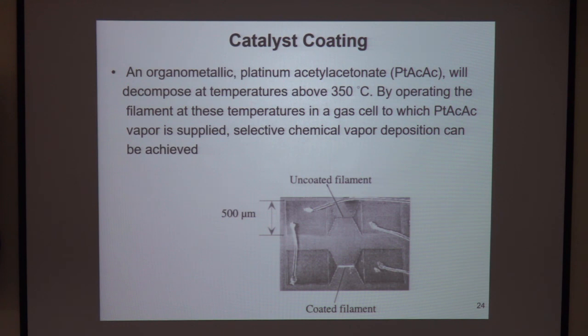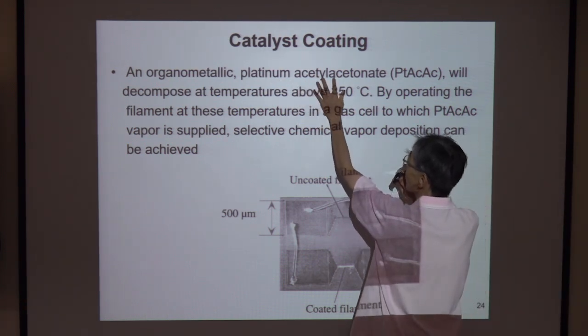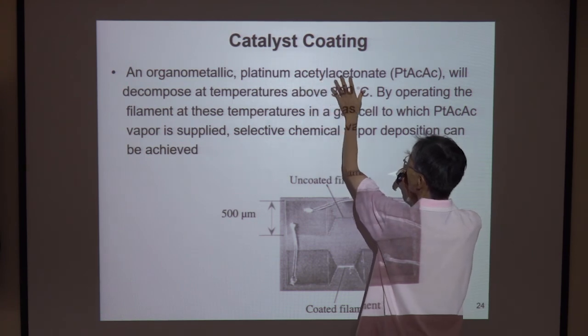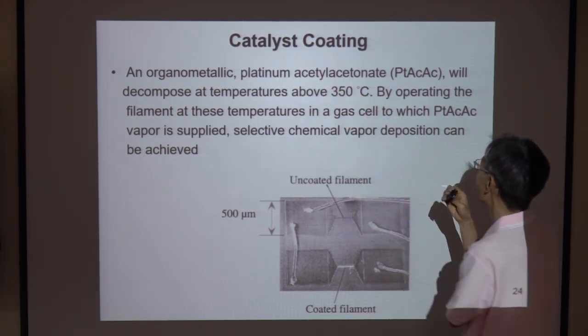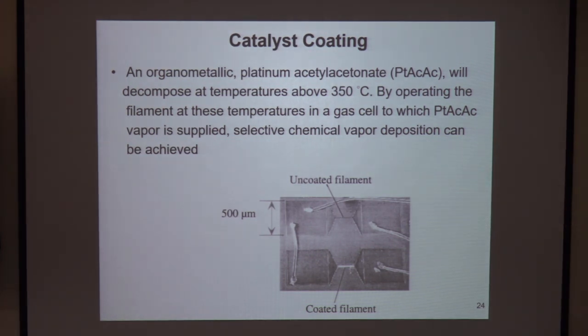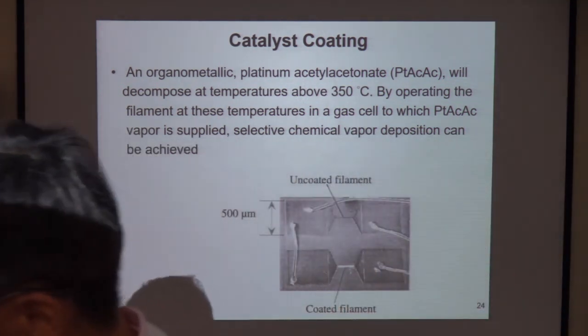Pattern... acetonate will decompose at temperature above 350 degrees C. By operating the filament at a lower temperature in a gas cell to which PtACAC vapor is supplied, selective chemical vapor deposition can be achieved. So this is, okay, thank you.